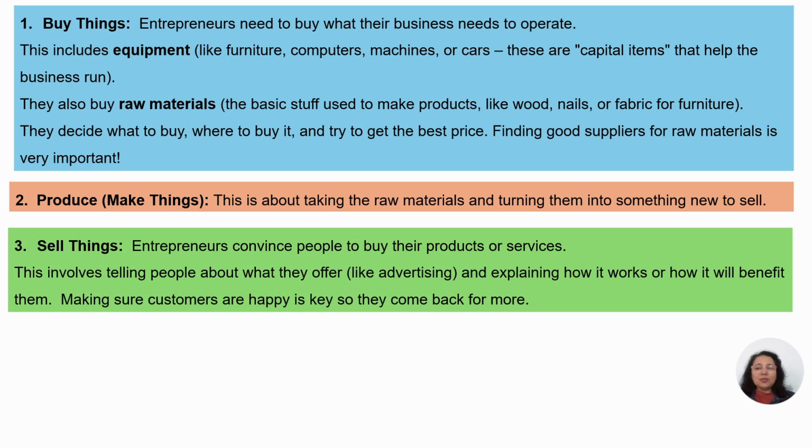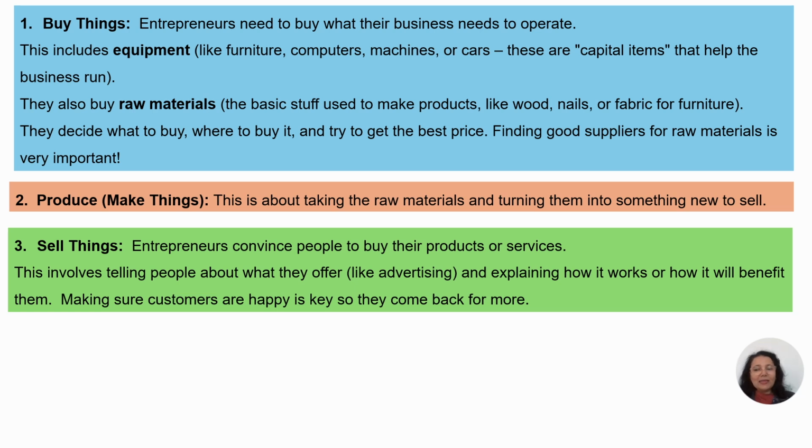Now, selling things, you can decide, am I offering a service business or am I offering a goods producing business where you're going to sell products? Now, when you're going to sell things, you need to advertise them. You need to explain to your customers how it works and how it's going to benefit them. So you're going to need to keep your customers happy. So you need to advertise well and offer good customer service so your customers come back to you.